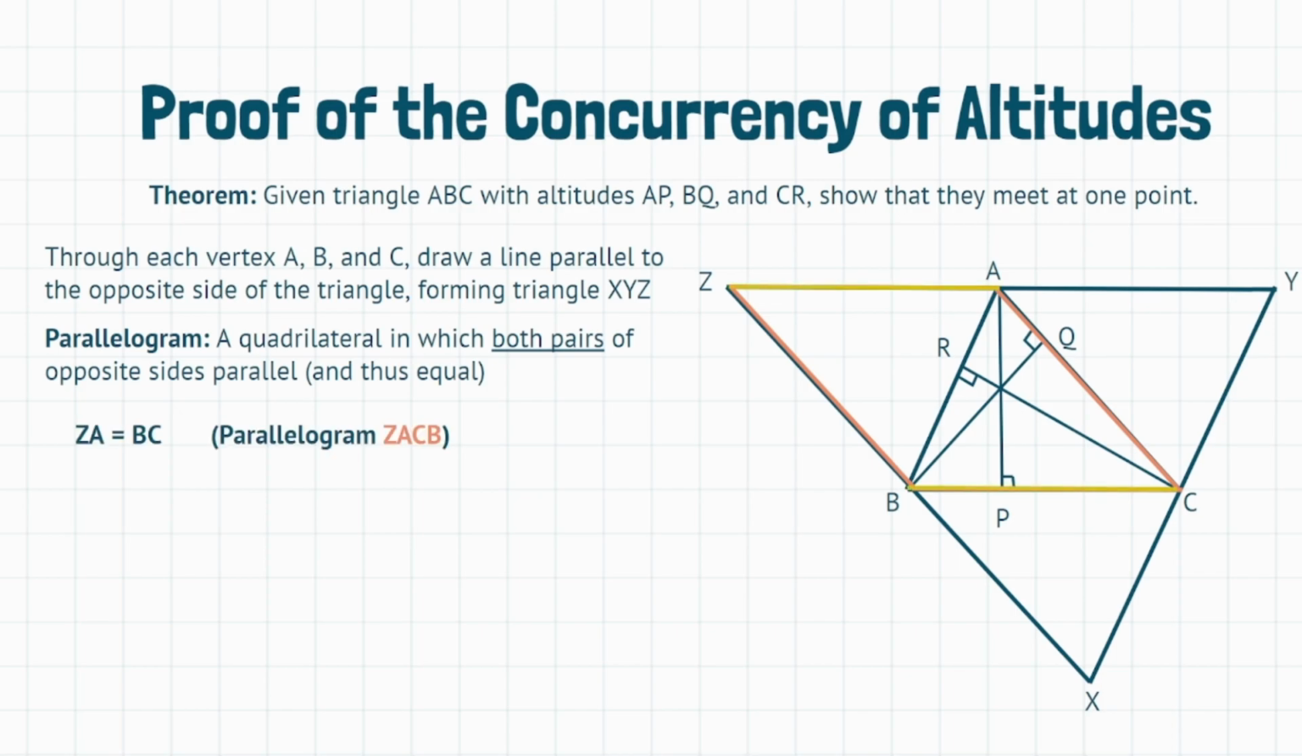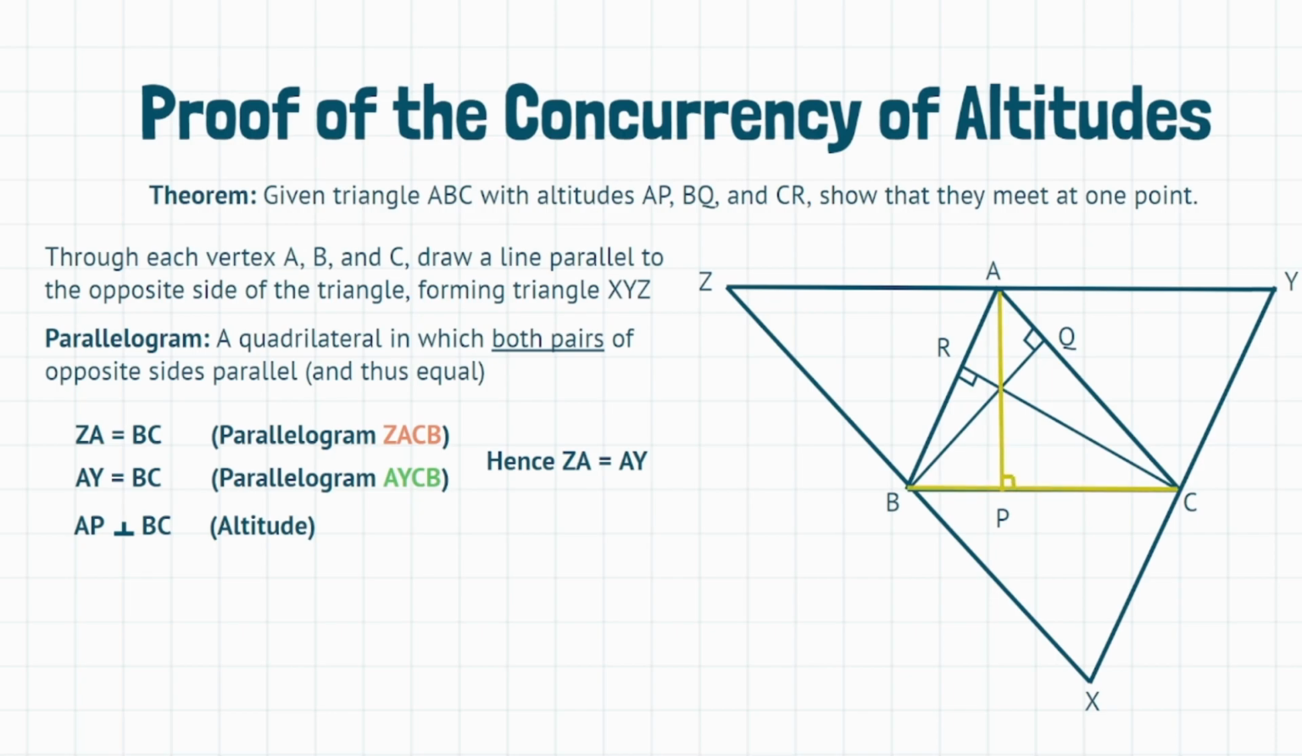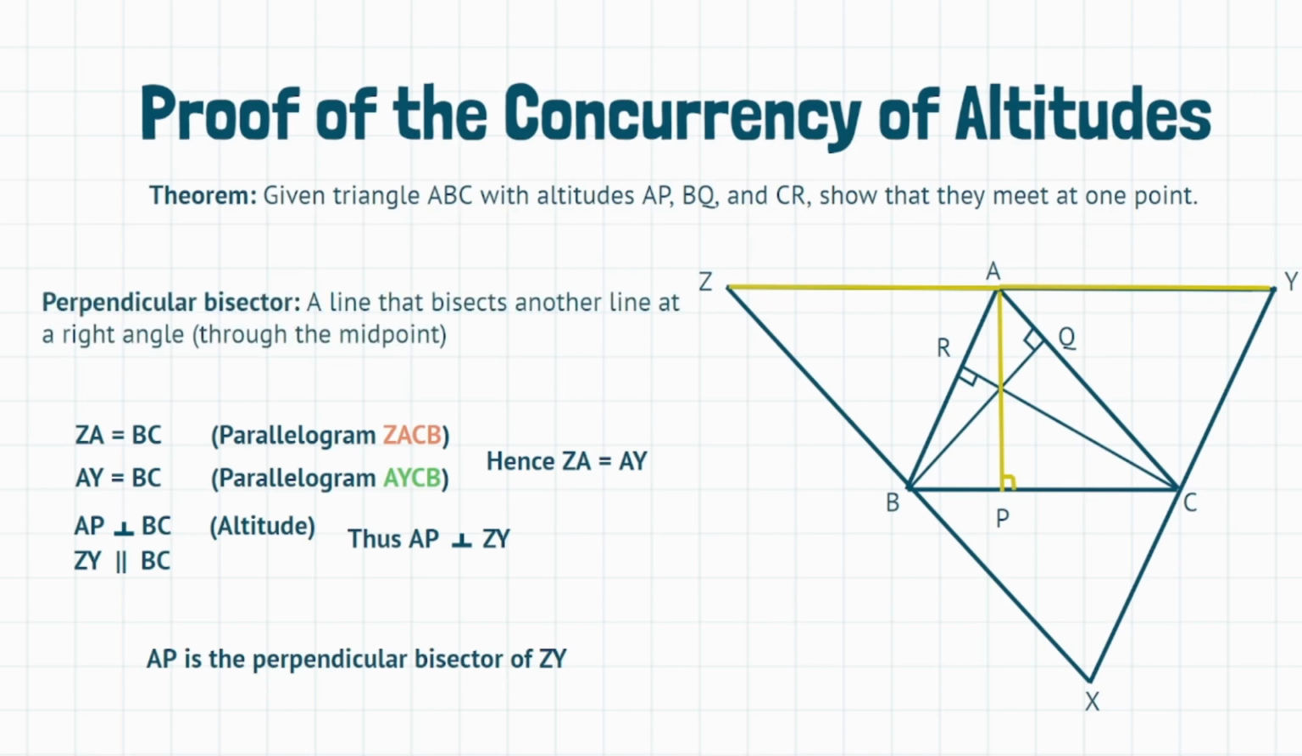Using this understanding, we show that ZA is equal to BC. Similarly, looking at parallelogram AYCB, we see AY is equal to BC. Hence, ZA is equal to AY. Now, we know that AP is perpendicular to BC since it is an altitude. We also know that our line ZY is parallel to BC. Thus, AP is perpendicular to ZY. We can state that AP is a perpendicular bisector of line ZY.